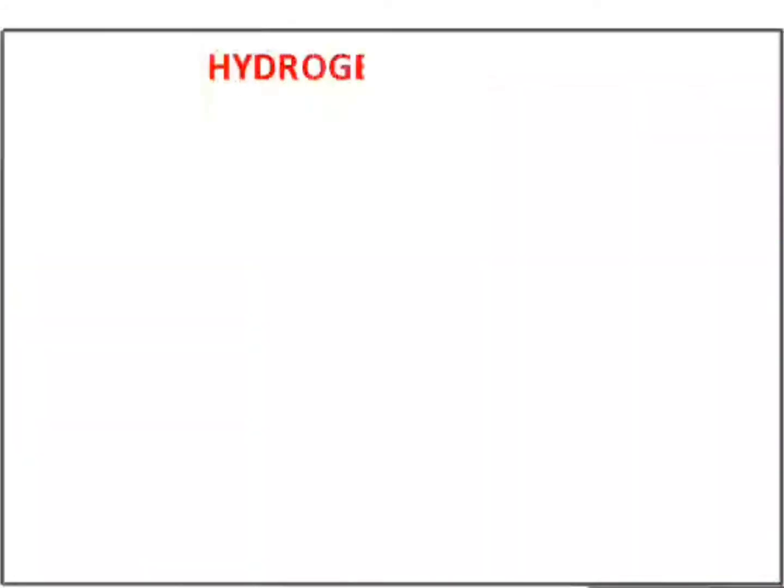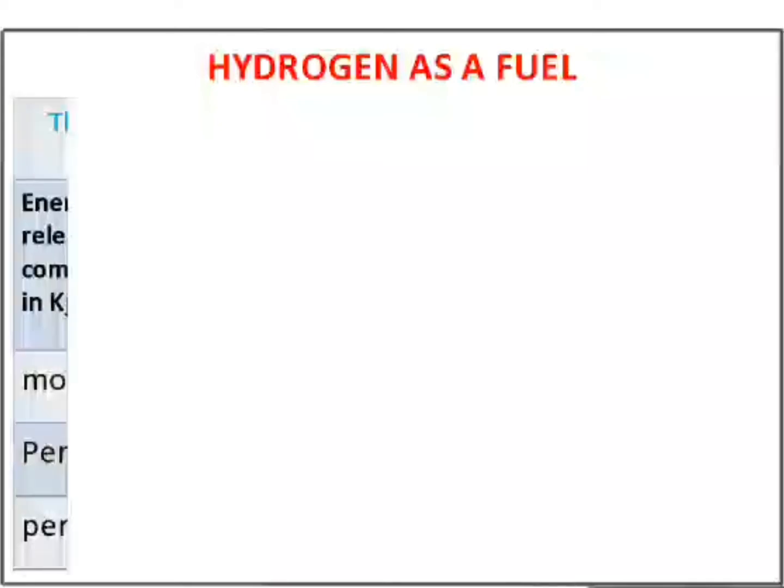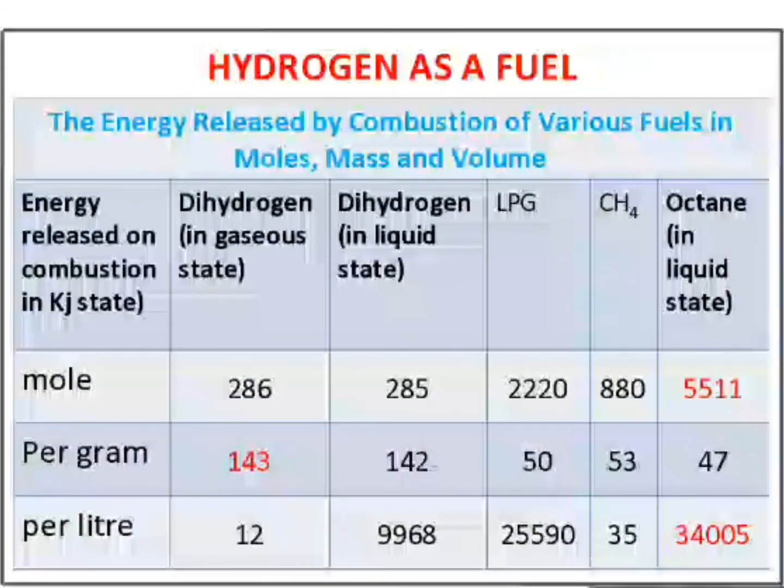After isotopes of hydrogen, we will discuss hydrogen as a fuel. So hydrogen as a fuel, first see this table. Why can we use hydrogen in place of other classical fuels? So classical fuels are CH4, methane gas, LPG, dihydrogen in liquid state and dihydrogen in gaseous state, and octane, octane means petrol.